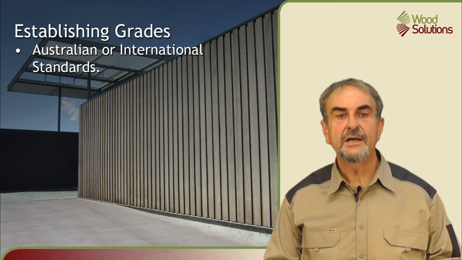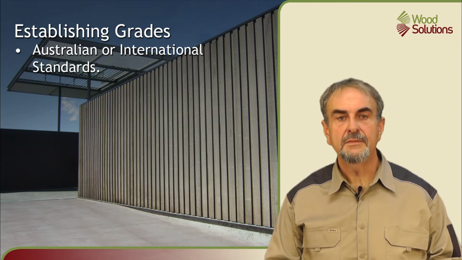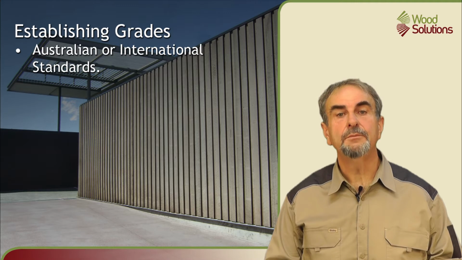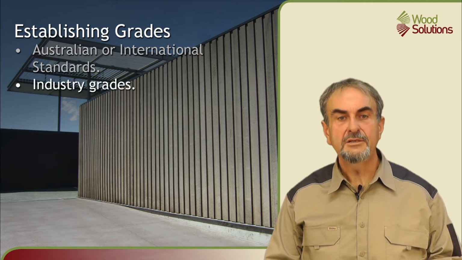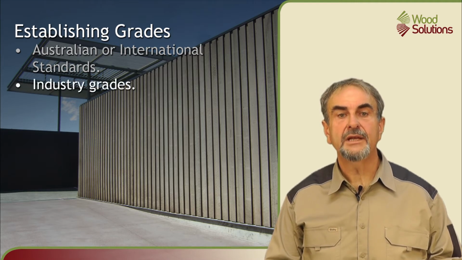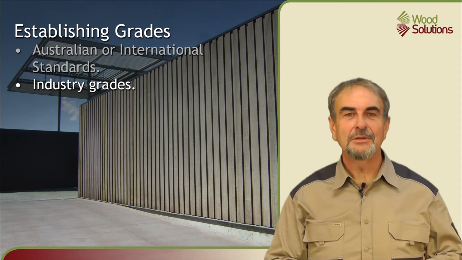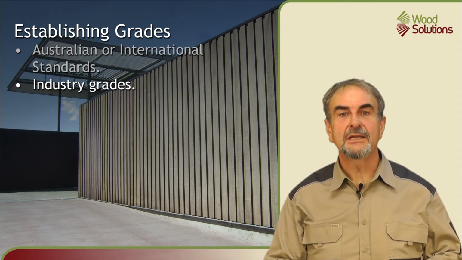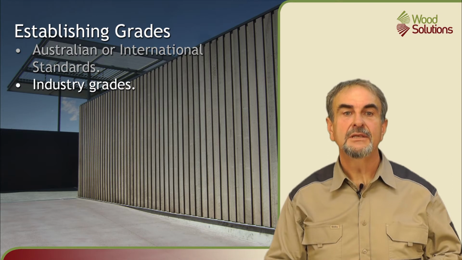There are many different ways to establish grades and grade definitions. A grade can be defined in an Australian or international standard. Many timber and wood products grades are defined in the Australian standards, especially products that are required to comply with building regulations. Industry can define a grade and use it with their customers. This commonly happens in Australia with appearance products and can be very common in other countries.